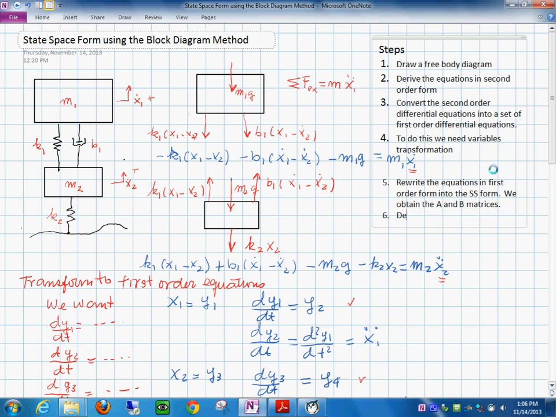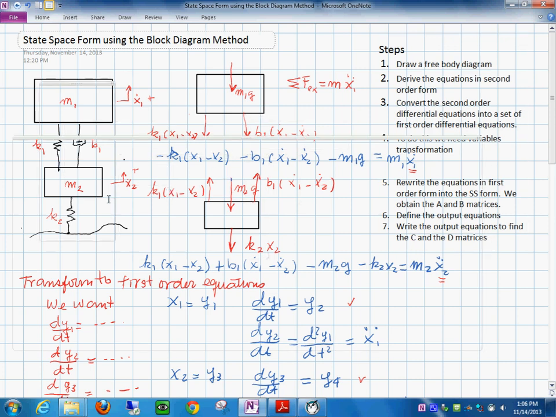Step number 6 would be define the output equations. And the last step would be write the equations, and we say the output equations, to find the C and the D matrices. And that's what we want to do right now. So let's just set as an objective that our output is going to be the force on this spring and the force on this damper.